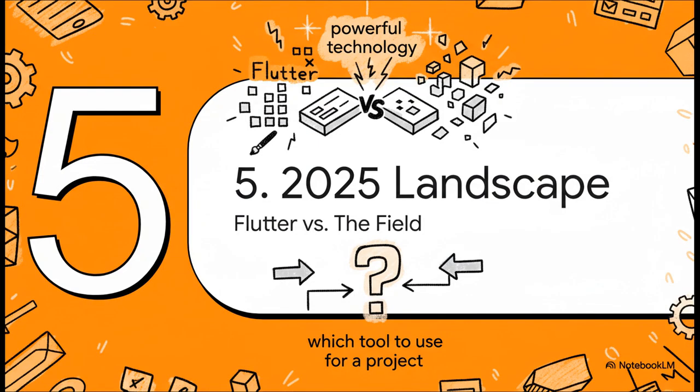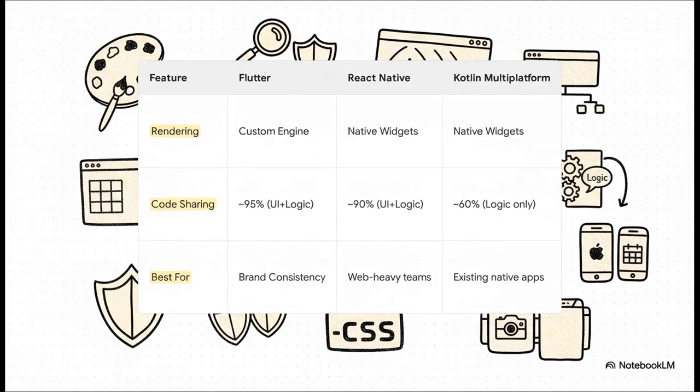So, with all this amazing tech under the hood, where does Flutter actually fit in today in 2025? How does it stack up against its biggest rivals? This chart breaks it down perfectly. Flutter, with its own custom engine, is the undisputed king when you need that brand design to be pixel-perfect and consistent across every single device. React Native is still a phenomenal choice, especially for teams that already have a ton of web development talent. And then you have Kotlin Multiplatform, or KMP, which is a whole different ballgame. It's not really about sharing the UI, it's about sharing the brain, the business logic, behind the scenes, while letting the UI be 100% native on both iOS and Android.